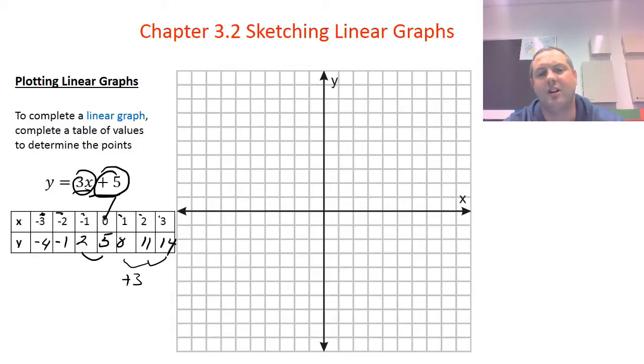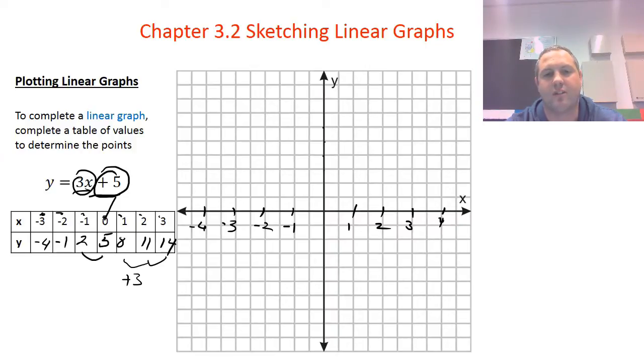Alright, now we're going to plot it. Now I haven't done our numbers on here, so we just have to do some numbers that are going to suit those coordinates. Okay, so we've got -3, -4 is our lowest, +3 and 14 is our highest. Alright, so here we can just go up by 2's, like so. Okay, so that's going to be -1, -2, -3, -4, and the same on the other side. 1, 2, 3, 4.